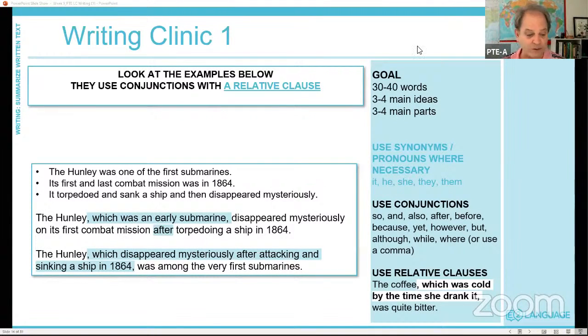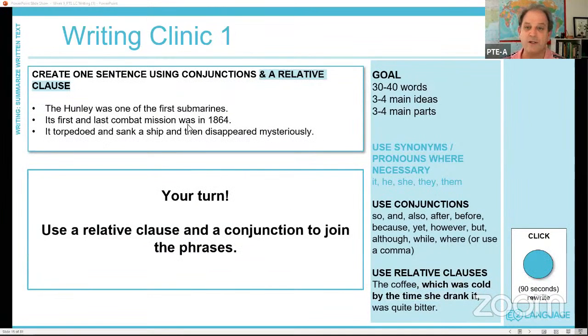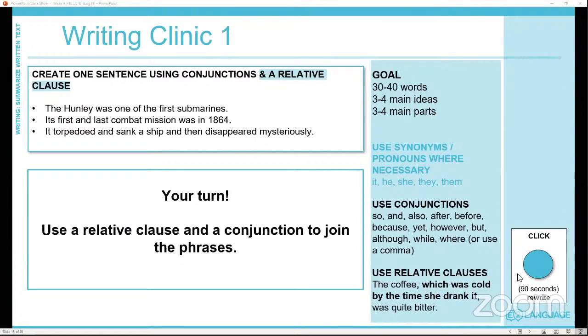So your goal is to write a sentence like this of 3 to 4 parts using a relative clause, conjunctions and pronouns where appropriate. All right, you're going to have a go, I believe, if I get clear the annotations, you're going to have a go at writing that sentence. So join these 3 sentences together into a single sentence using conjunctions and a relative pronoun. Good luck. Read it, don't submit it until it makes sense to you in 90 seconds. See you in 90. Rewrite your sentence if you've written one already.